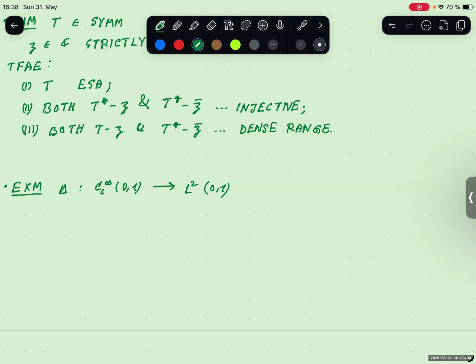Now, you can just check this is symmetric because of integration by parts. You will not get any boundary term because we have a compactly supported function. Now, the question is: is it self-adjoint? And if self-adjoint, then is it essentially self-adjoint?